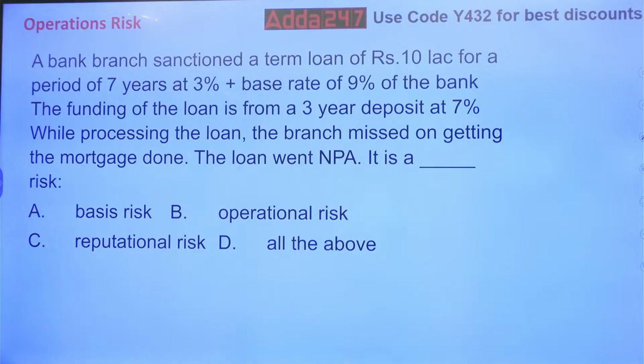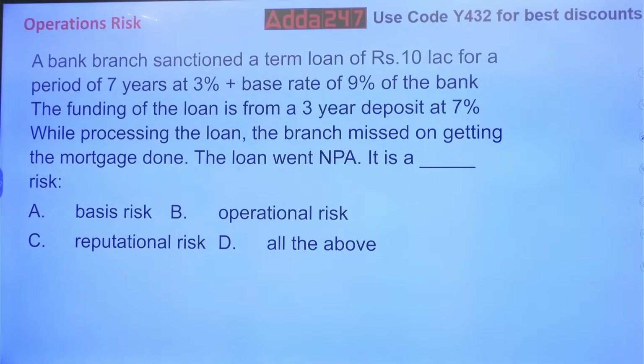A bank sanctioned a term loan of rupees 10 lakh for a period of 7 years at 3% plus base rate of 9%. The funding of the loan is from a 3-year deposit at 7%. Till now this is clear. While processing the loan, the branch missed on getting the mortgage done. The loan went into NPA. So it is what risk now? Now the loan has gone into NPA.